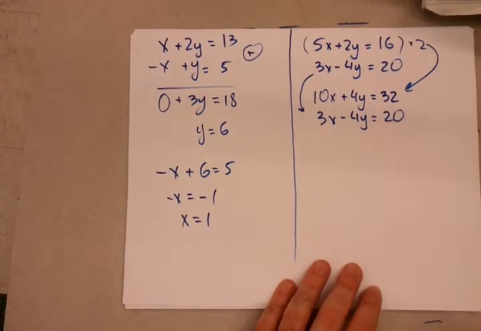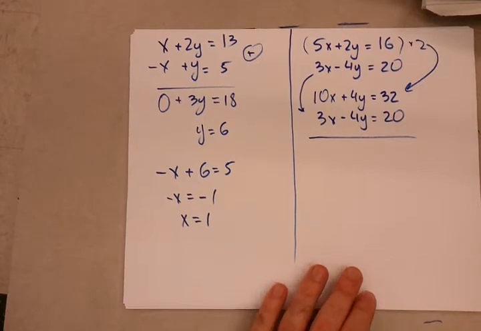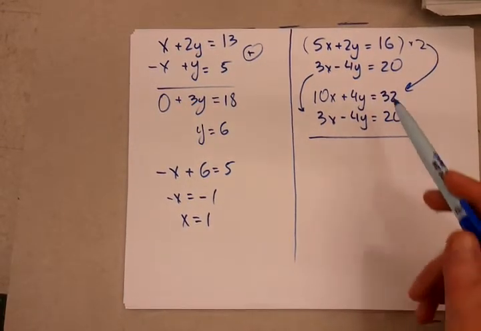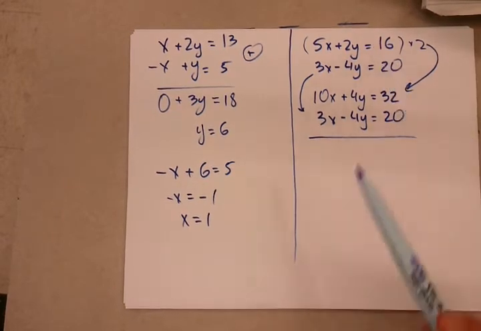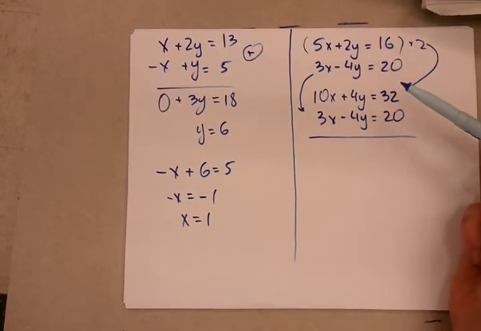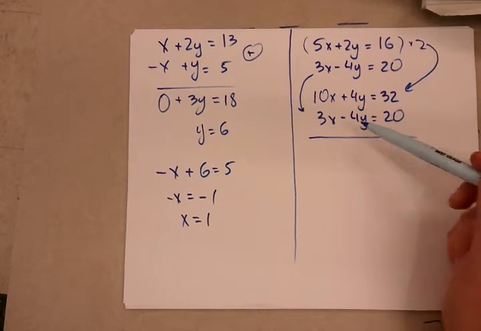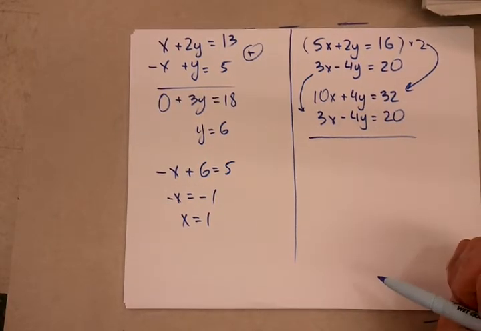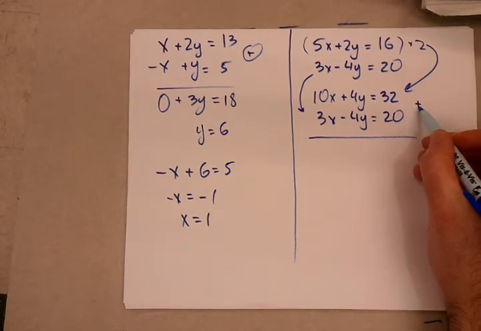Okay, so let's take a look. Can I eliminate this system now? Still can't eliminate the x's, but the y's, because I modified the top equation, now it's a 4y and a 4y. Yes, this is a negative 4y, but because they have the same coefficients, I can now do elimination. I'm going to add the two together.